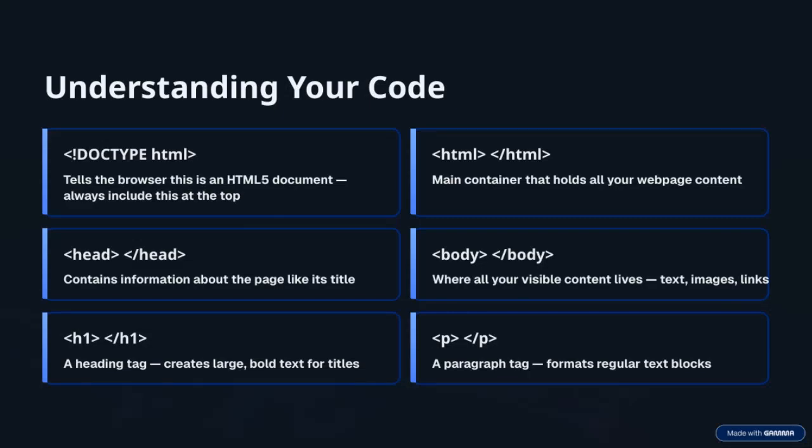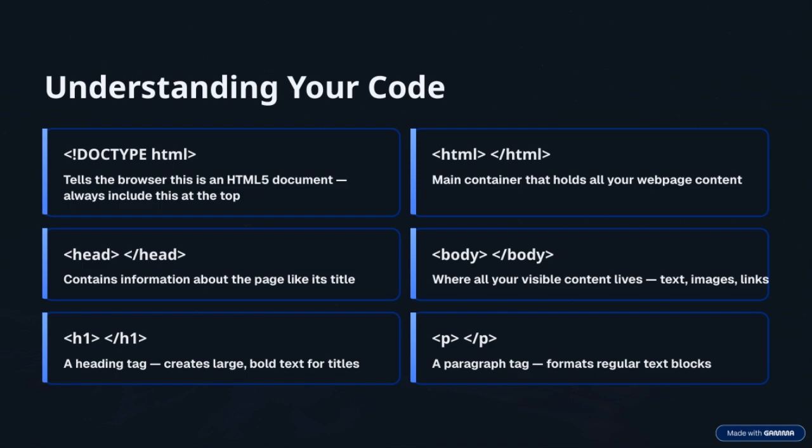Let's take a closer look at the structure of an HTML document and what each part does. First, we have the paragraph tags, which are used to format regular blocks of text. These are essential for organizing content in a clear, readable way. Then, there are the heading tags, like H1, which create large, bold titles that help structure the page and guide the viewer's eye. Next, everything you see on the page, including text, images, and links, lives inside the body tag. This is your main content area.